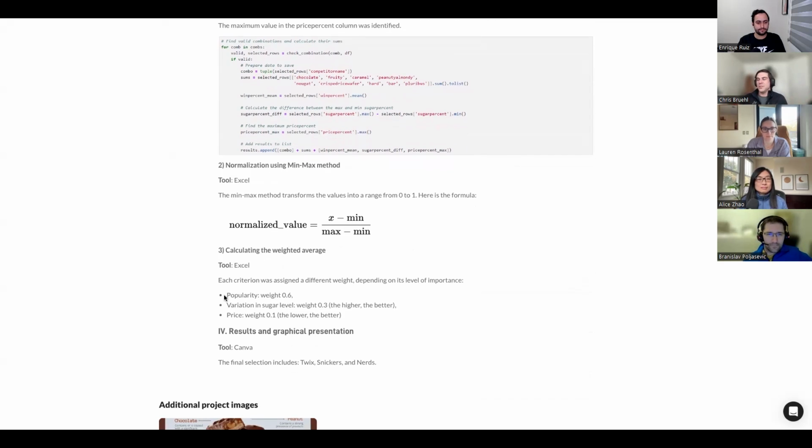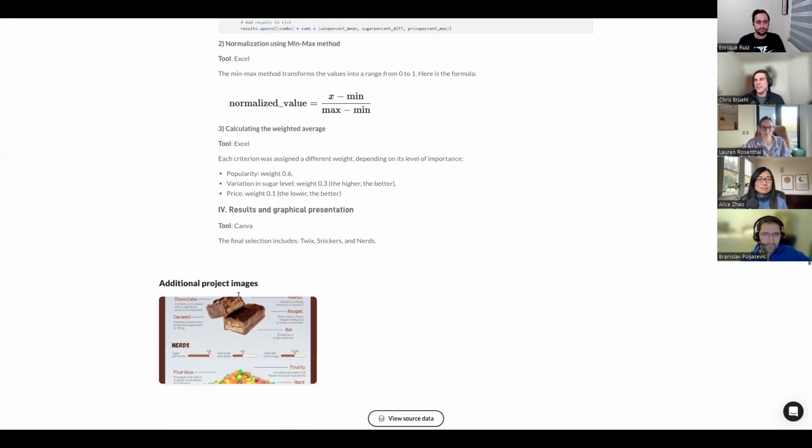And then she created a weighted average of the popularity, sugar level, and price to make sure that she had distinct sugar levels within these popularity and price combinations. So popularity is most important with a weight of 0.6. The variation in sugar was a weight of 0.3. And then the price was the lowest weight at 0.1. And then she used Canva to visualize this.